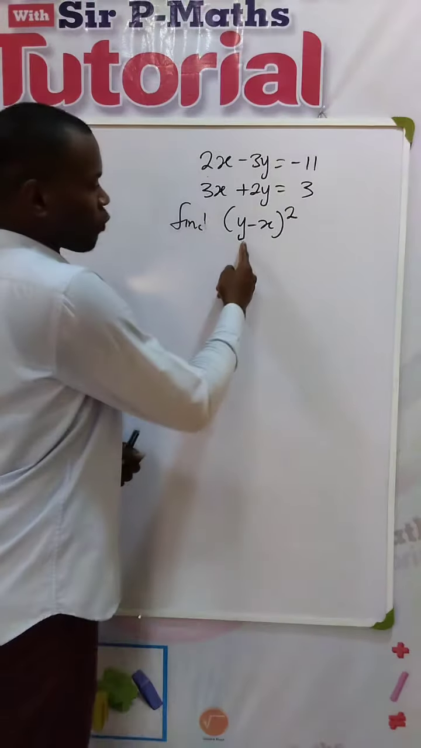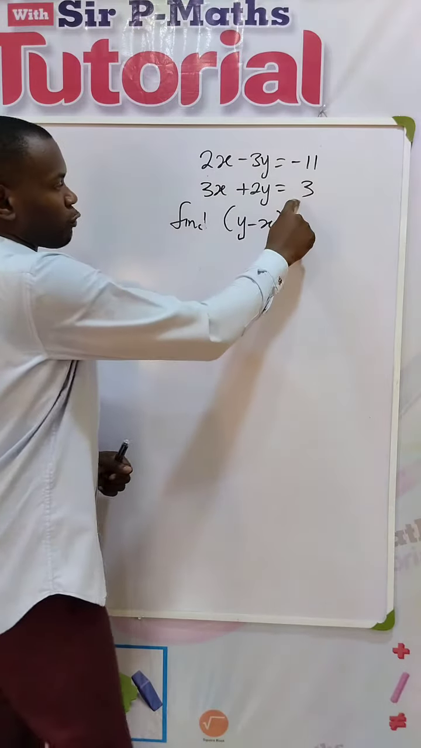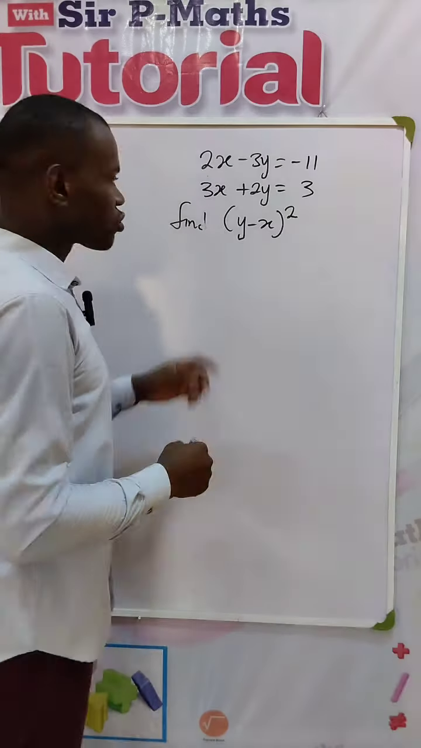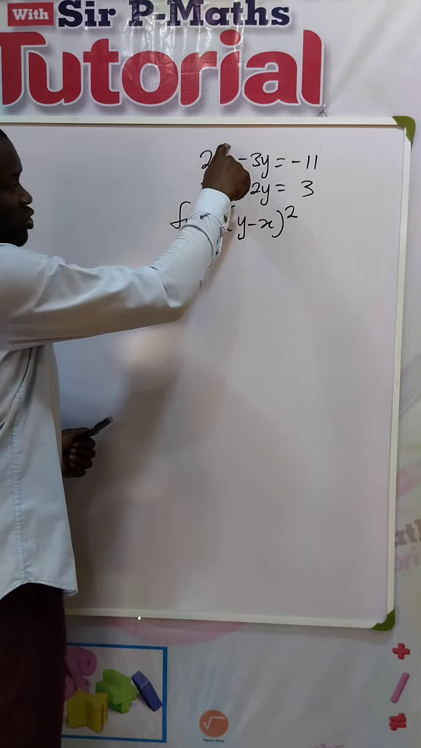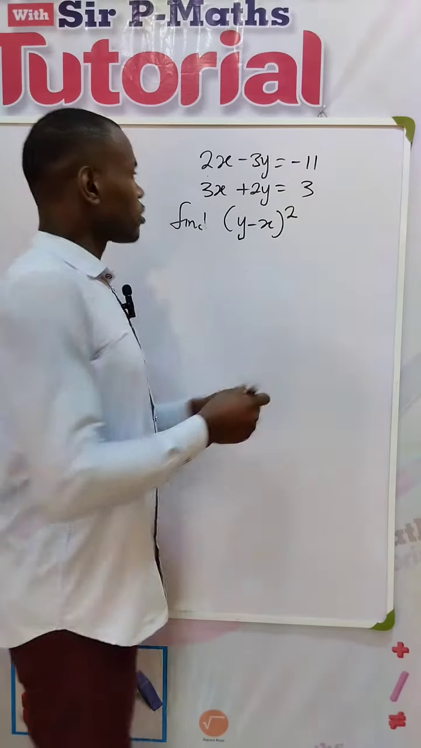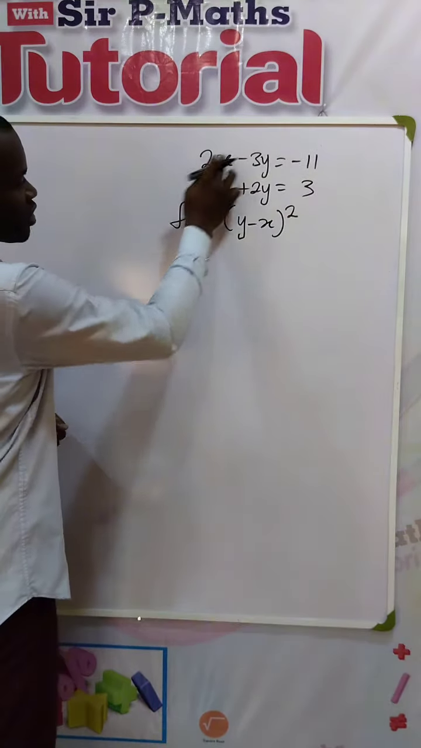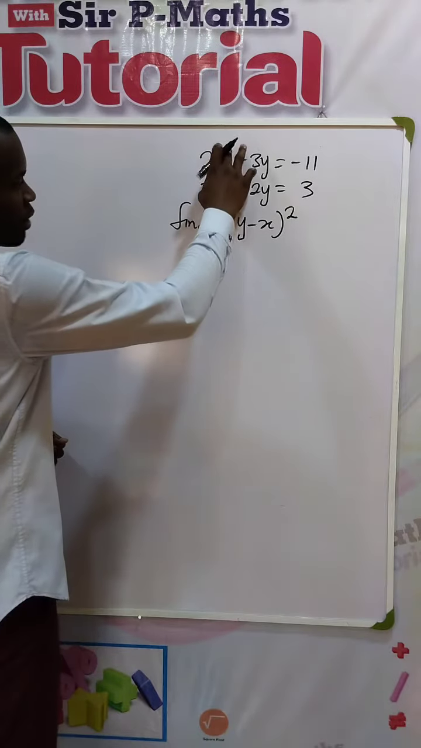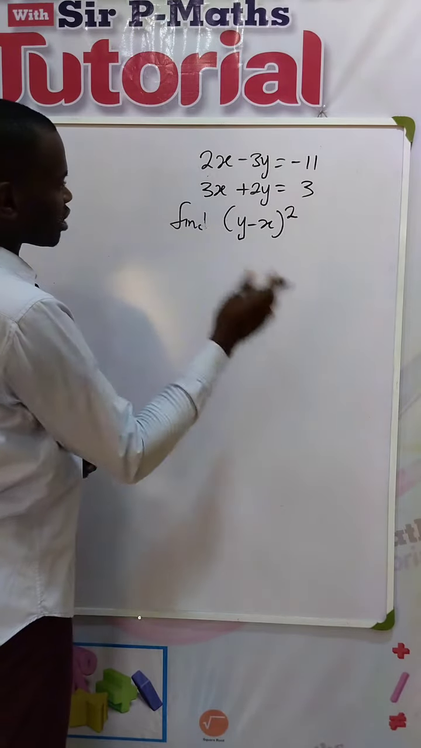Let's solve for the value of (y - x)² from the simultaneous equations. So what do we do? Simplify the simultaneous equations and get the values of x and y, and substitute here. To simplify, the coefficients are not equal. So let me make x equal so that I can eliminate.